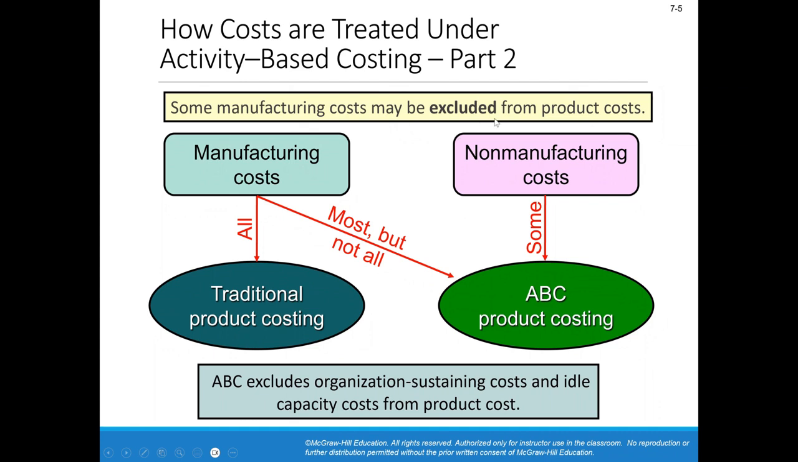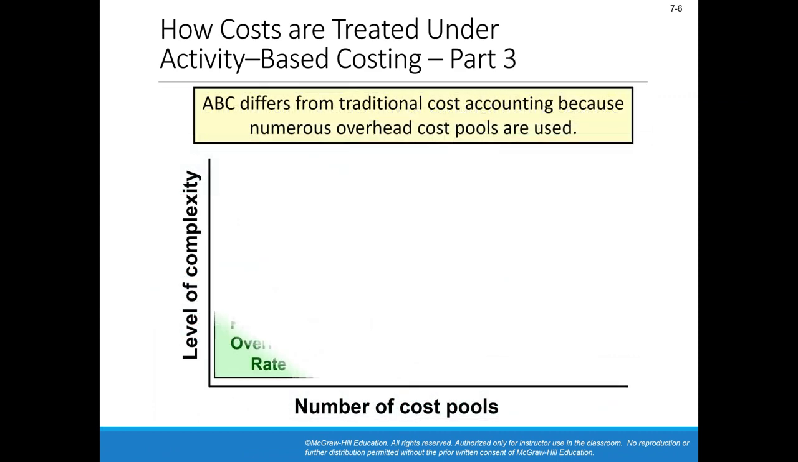Some manufacturing costs may be excluded from product costs. Most, but not all, are going to be transferred over, and some of the non-manufacturing cost will be. It excludes organization sustaining costs and idle capacity costs from product costs. So when we're not using the equipment, we're not going to allocate those costs. In regular manufacturing, we are going to allocate all of those costs. Again, this is a supplement, and this is to provide more detailed information to the managers.